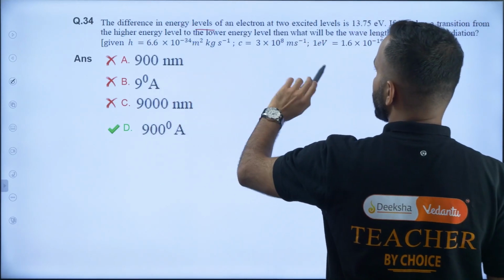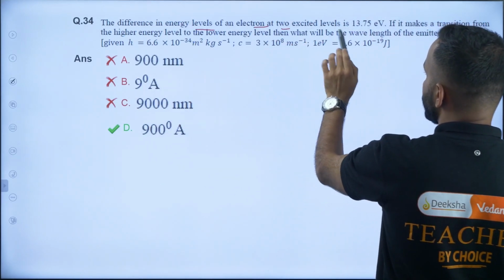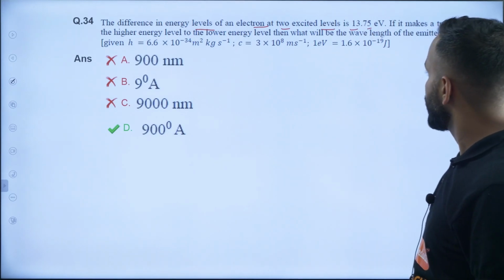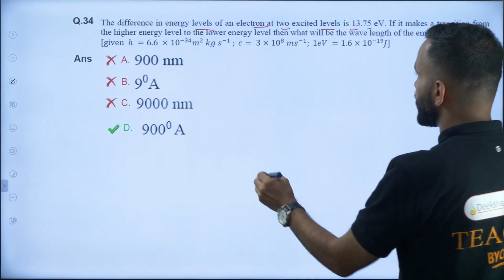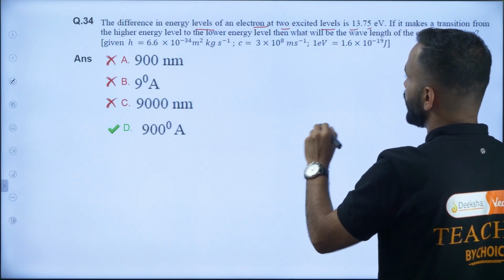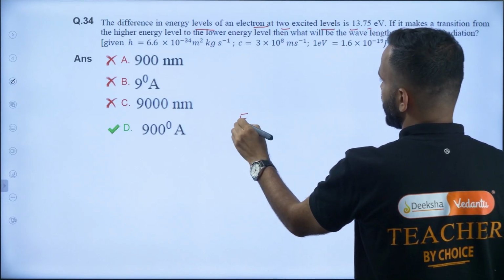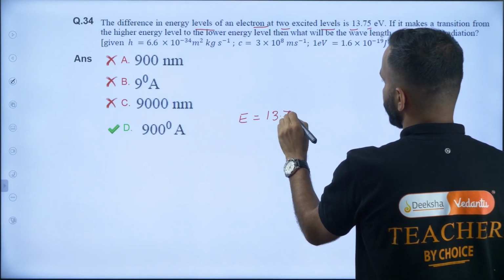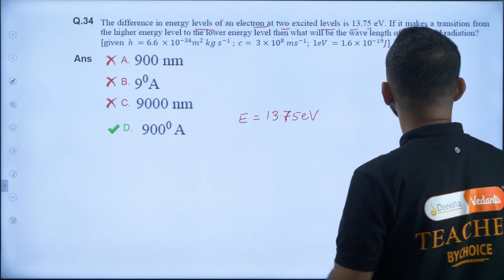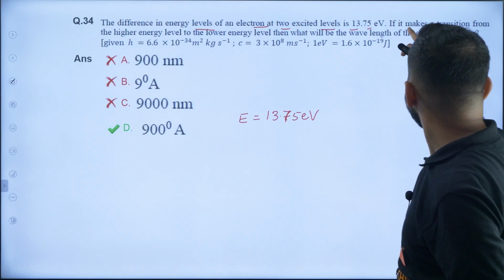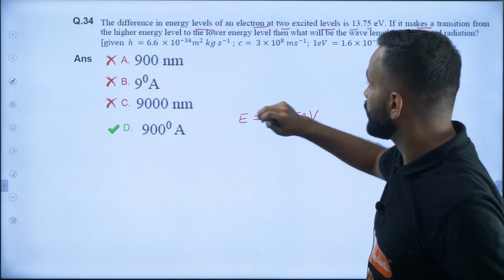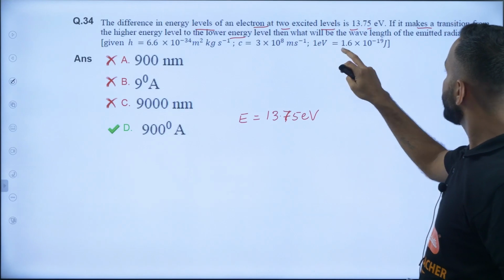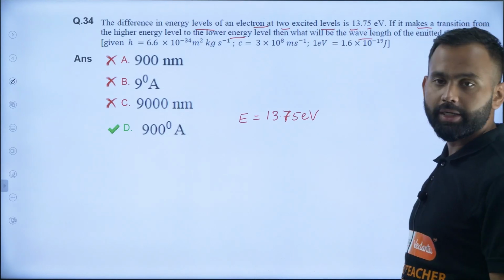Next question, question number 34. The difference in energy level of an electron at two excited levels is 13.75 electron volt. So the energy difference E is 13.75 electron volt. If it makes a transition from the higher level to the lower energy level, then what will be the wavelength of the emitted radiation?